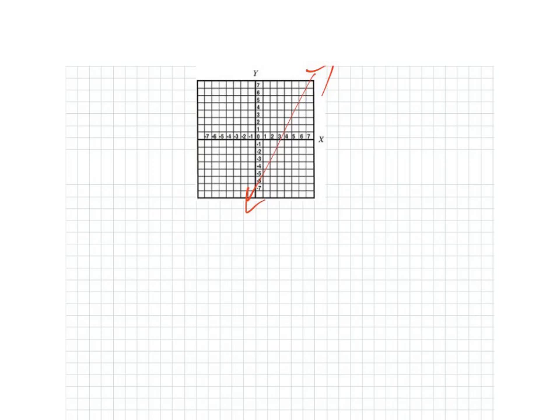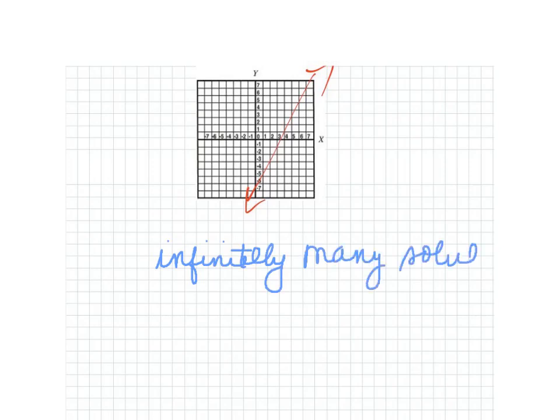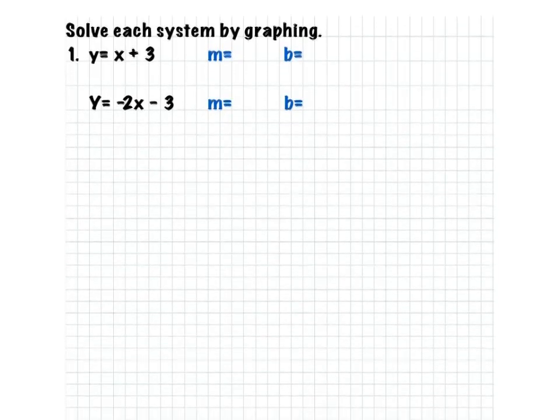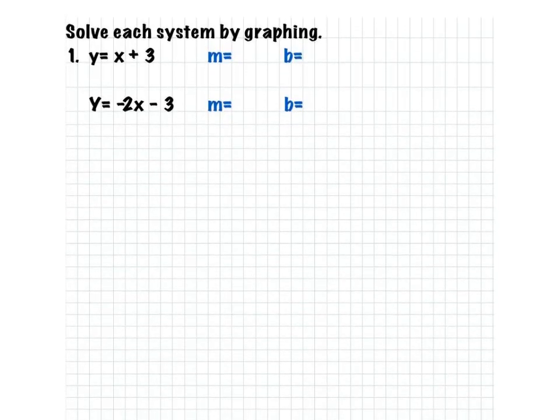So we write our answer this way. Infinitely many solutions. That would be the way you answer the solution of a system that turns out to be the same line. Okay, let's start solving systems by graphing.